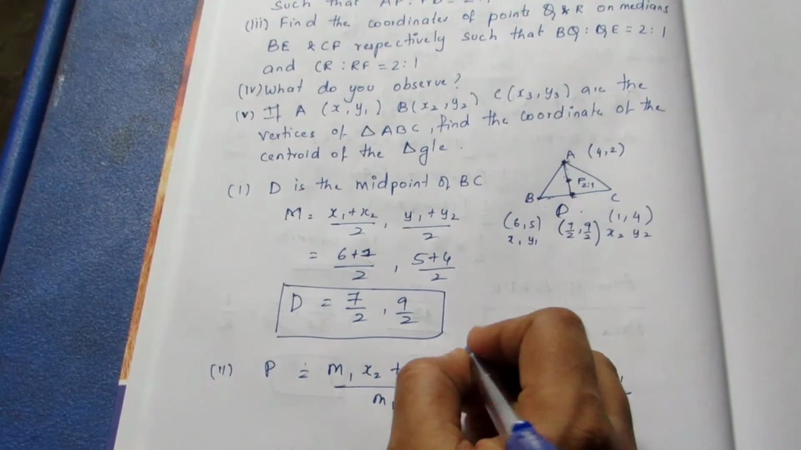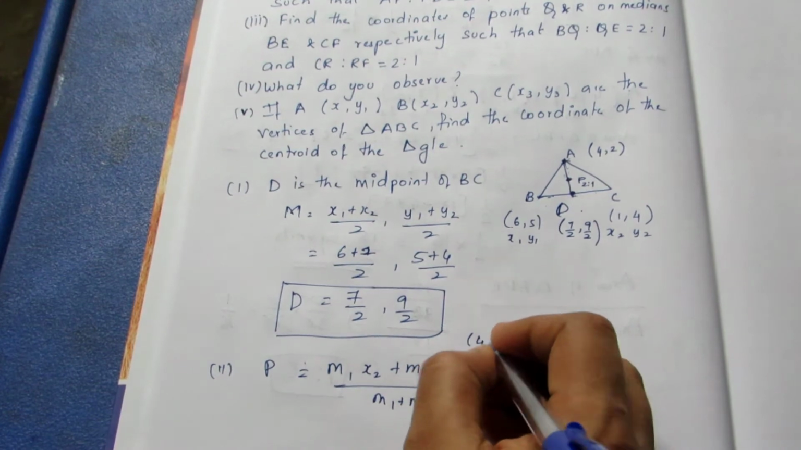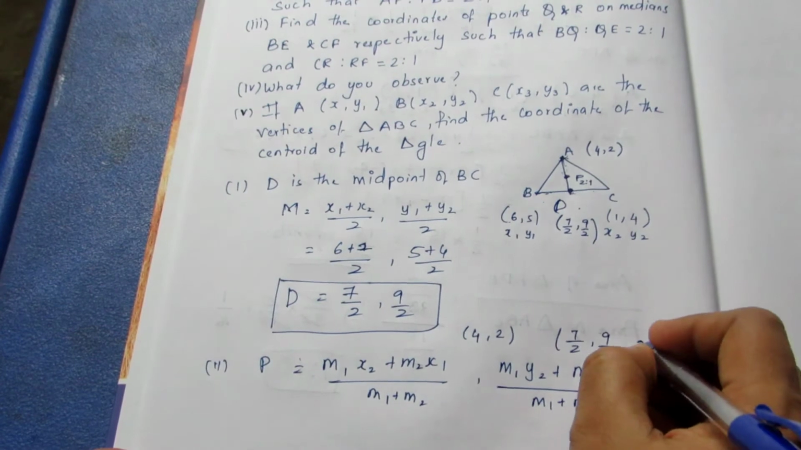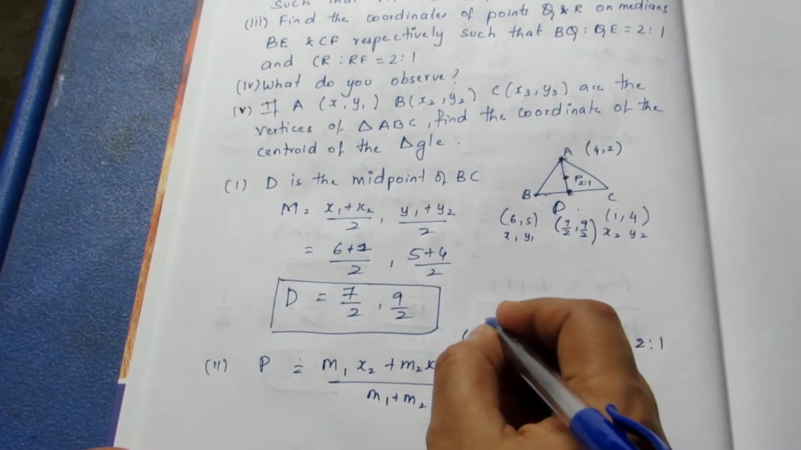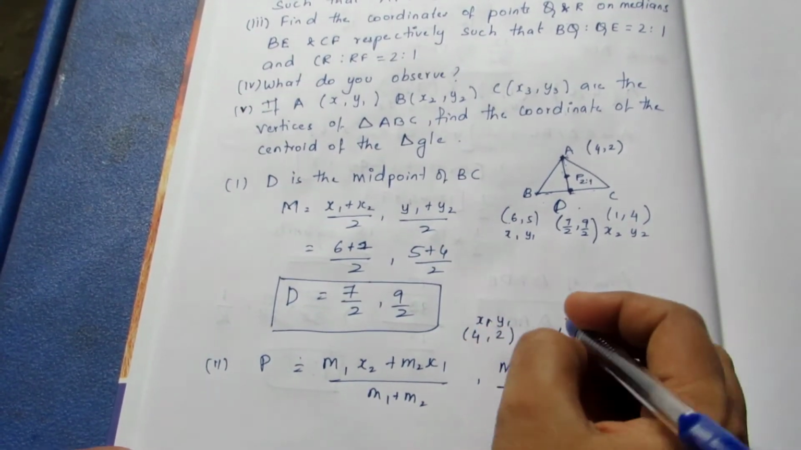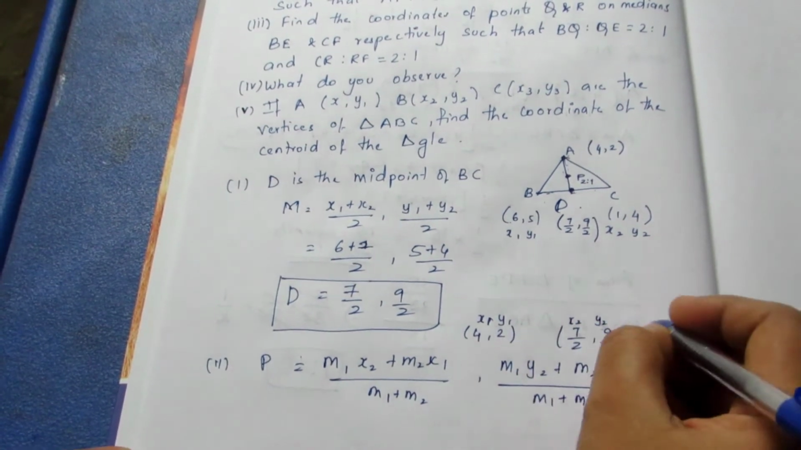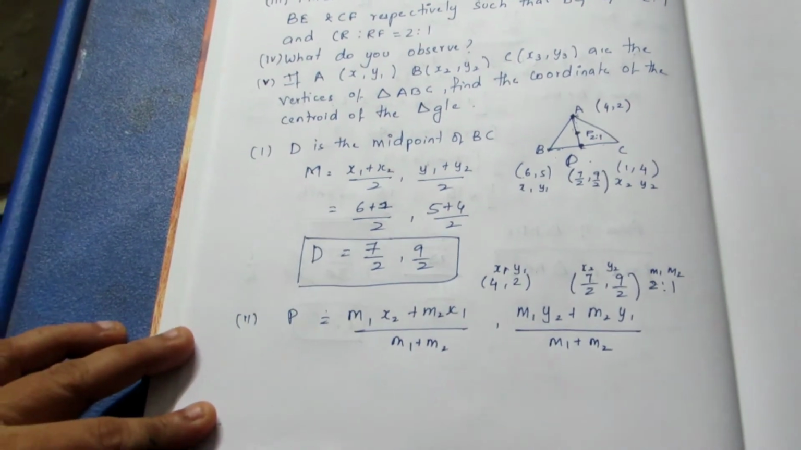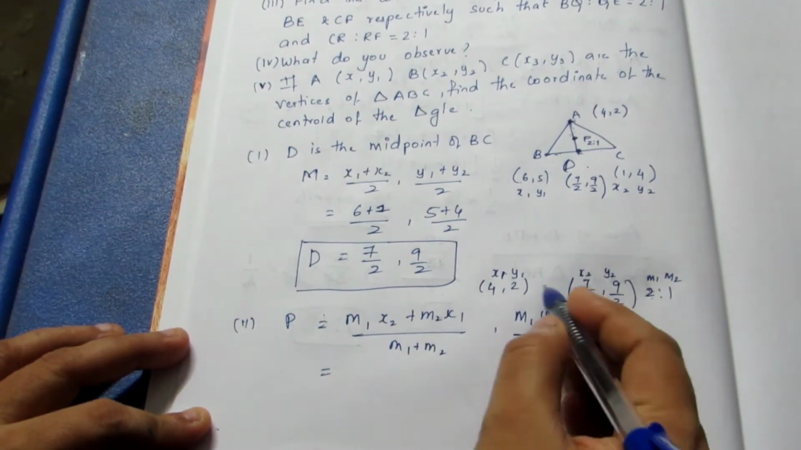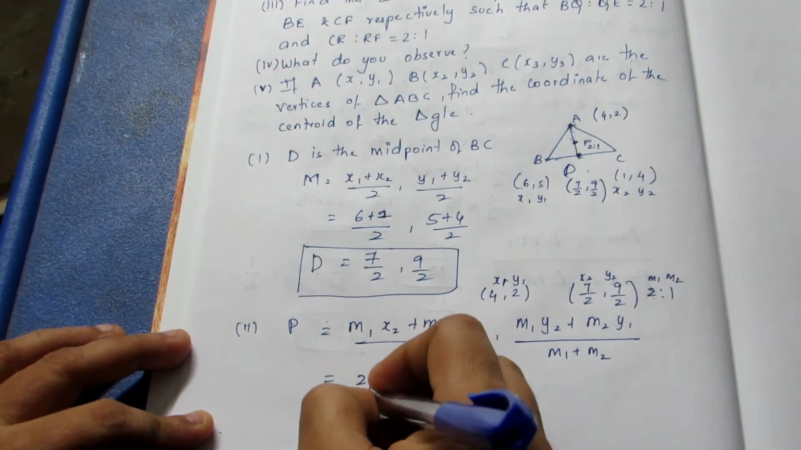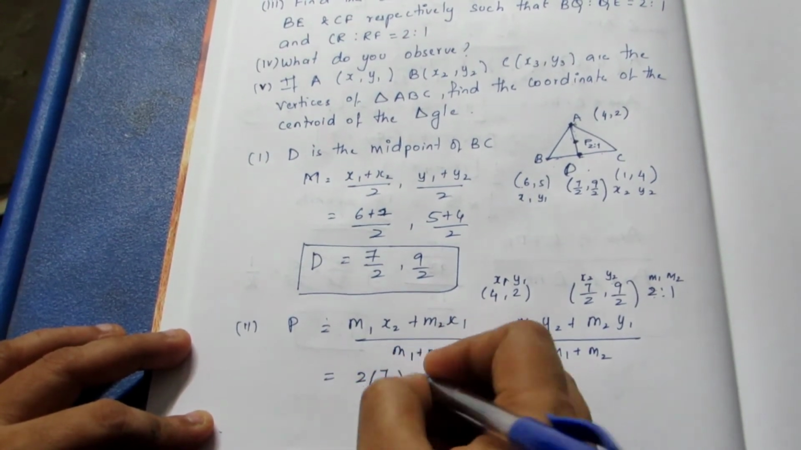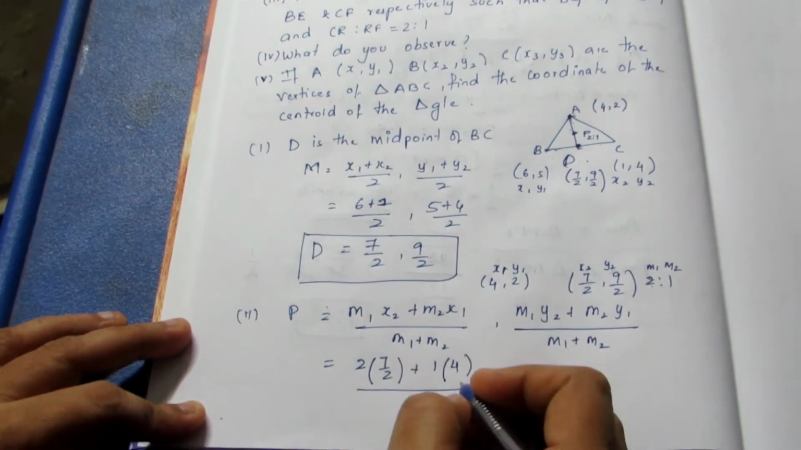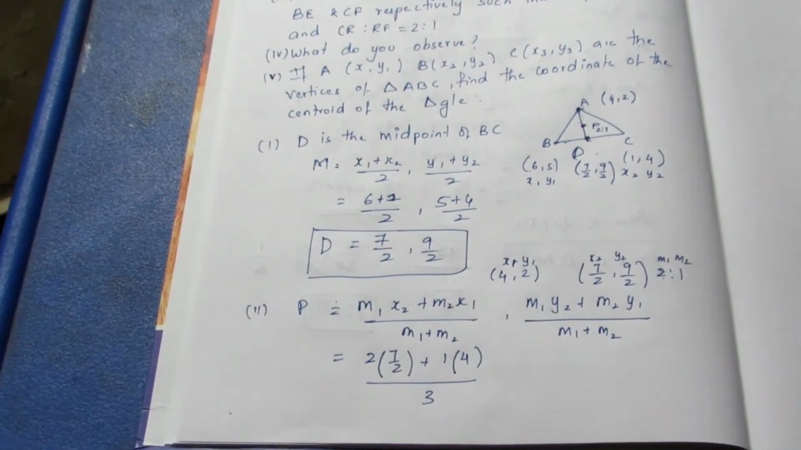And the points are A and D, (4, 2) and (7/2, 9/2). The ratio is 2:1. So this will be your X1, Y1, X2, Y2. This will be your M1, M2. Now substitute the values here. M1, 2 into X2 which is 7 by 2, plus M2, 1 into 4, by 2 plus 1 which is 3.